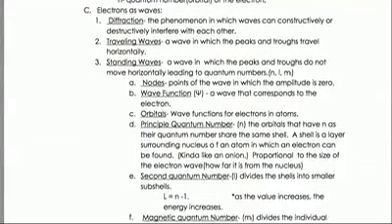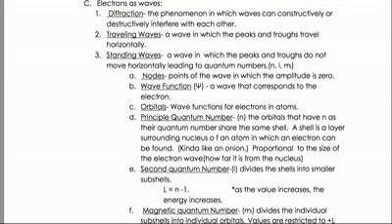So if we were to look at electrons as waves, there are different things they can do. They can diffract, and diffraction basically means the waves can either constructively or destructively interfere with each other. Okay, so if they cancel each other out, they destructively interfere. If they boost each other up, then they constructively interfere.